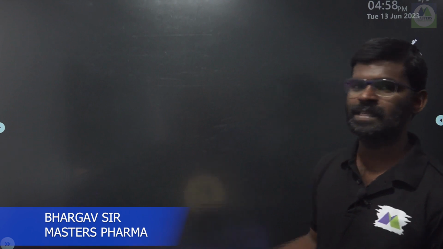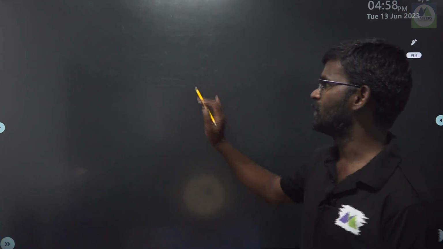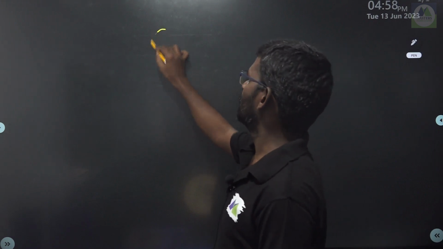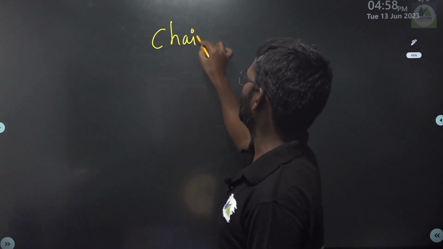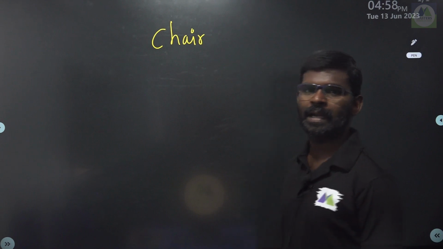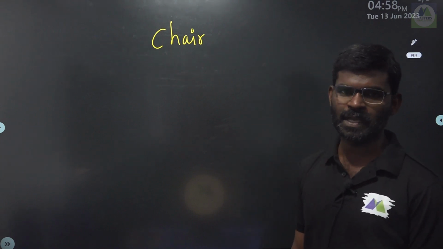We are going to discuss the chair conformation of cyclohexane. In this chair conformation, there is an excellent explanation about the stability of cyclohexanes.